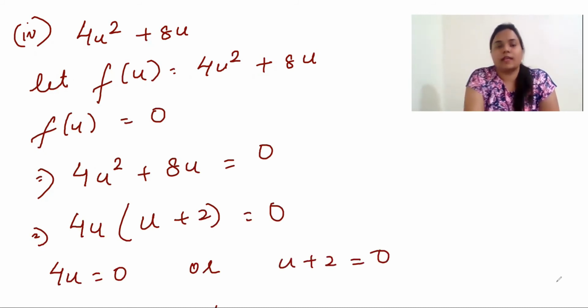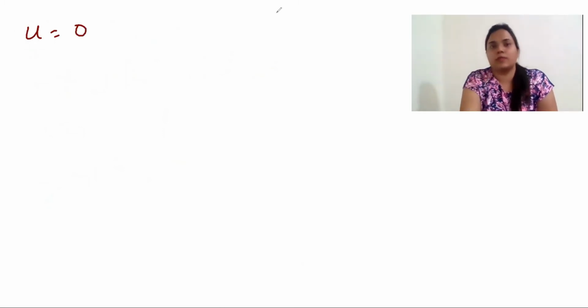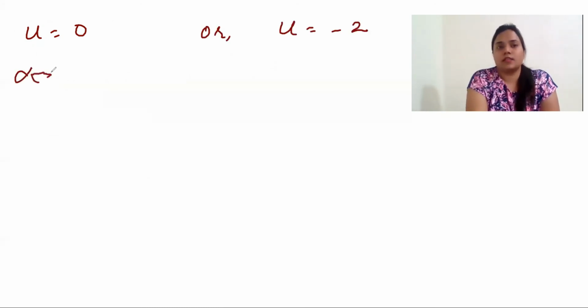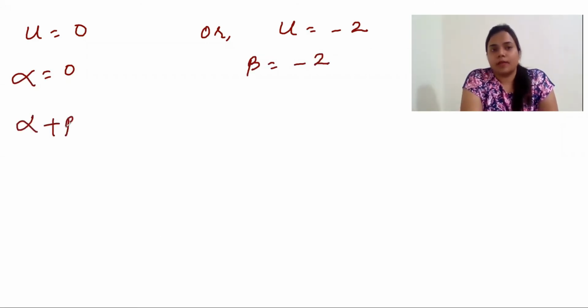So in the first case, u will be 0. If 4u is 0, u will be 0. Or if u plus 2 is 0, then u is minus 2. Hence our alpha is 0 and beta is minus 2. So let us find alpha plus beta: 0 plus minus 2, that is equal to minus 2.